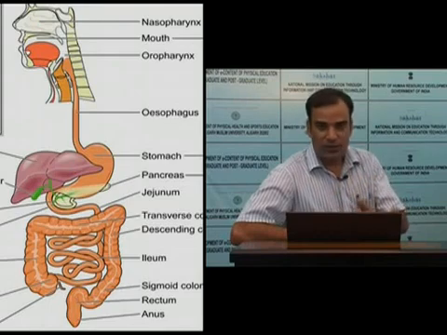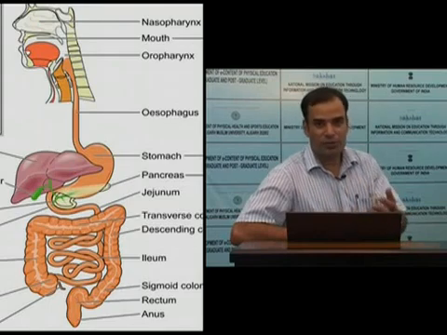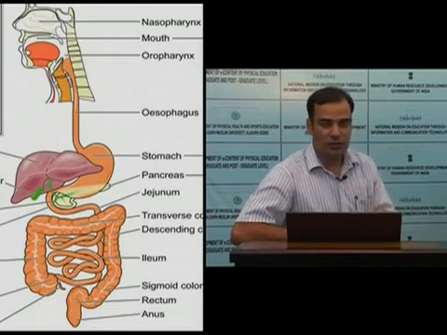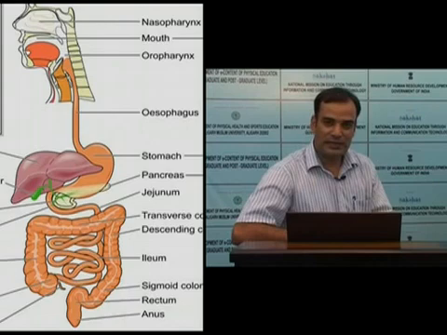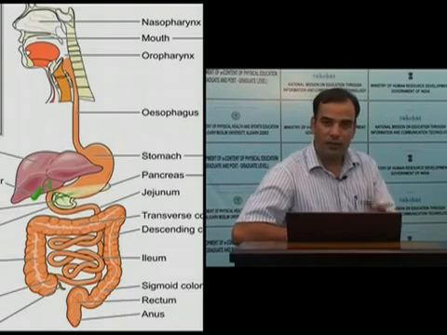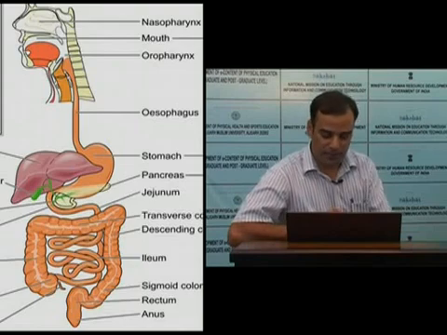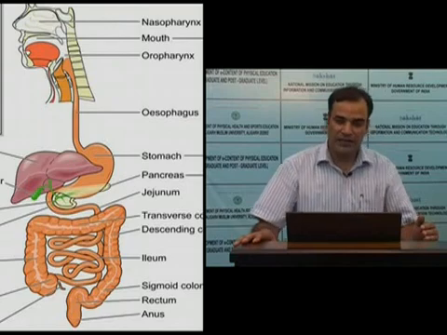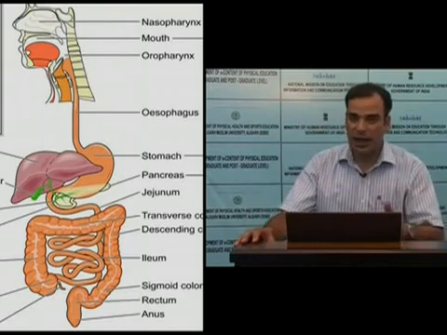In the protective secretions, we have only one secretion, that is mucus, which is secreted throughout the GIT from the mouth to the anus, both by single cell glands called goblet cells and also by compound mucus glands. The digestive secretions that are secreted in the GIT are various enzymes, acid and bile.